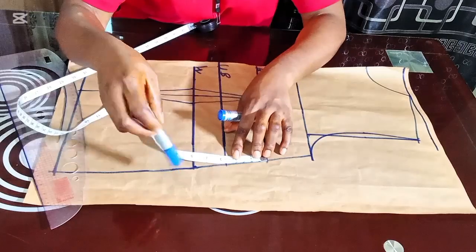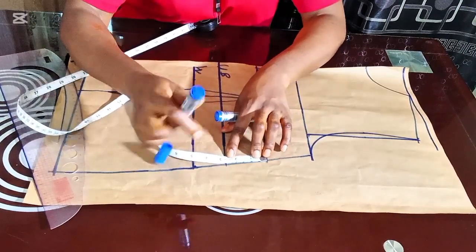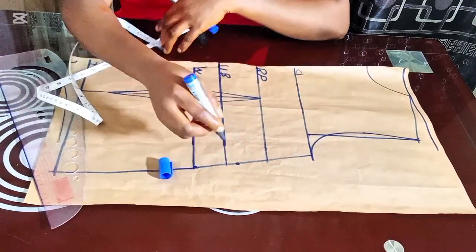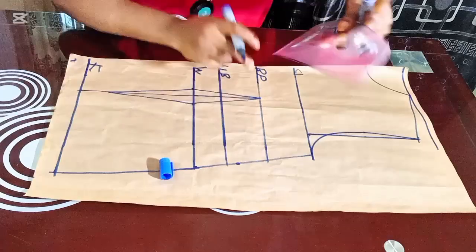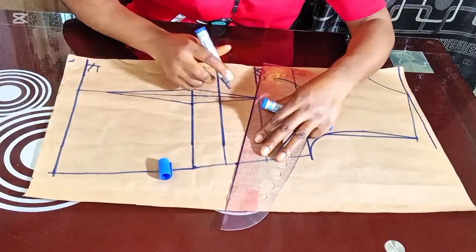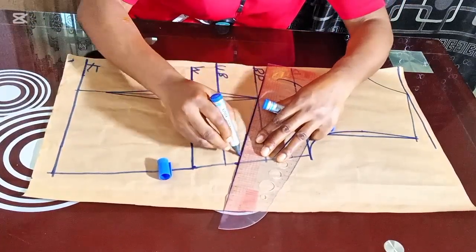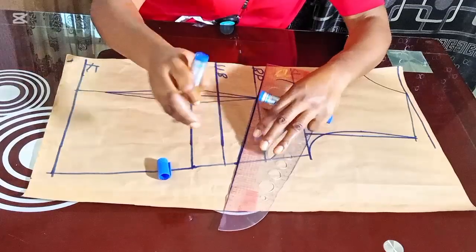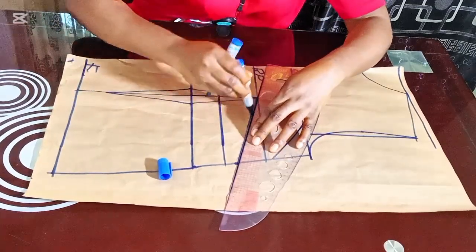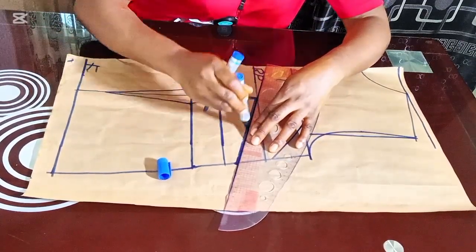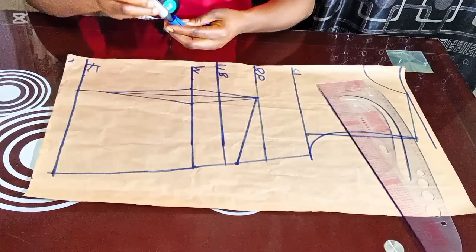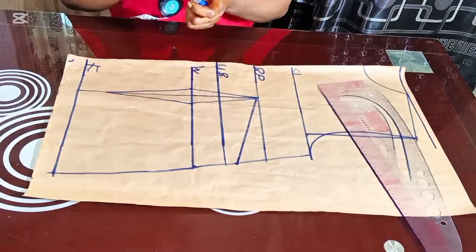From the side of our pattern, I'll just come down by 2 inches, mark that out, and then connect to our dart with a straight line like this. So that is our bust dart. All right. At this point, we are done drafting the front pattern. So let's go draft the back pattern.